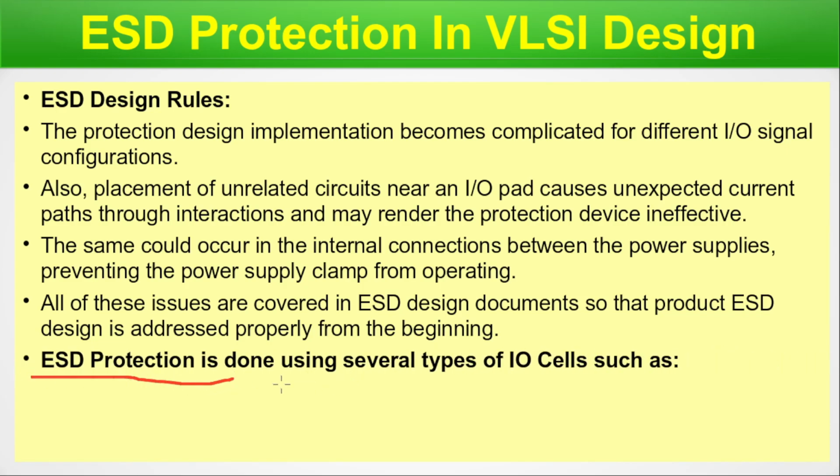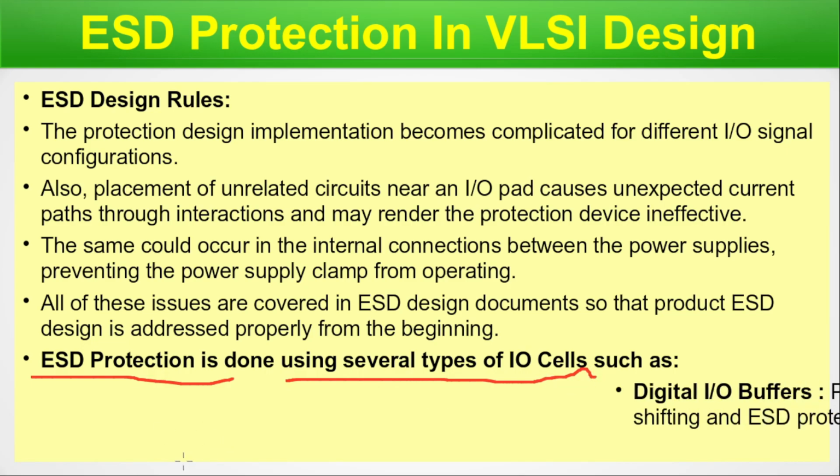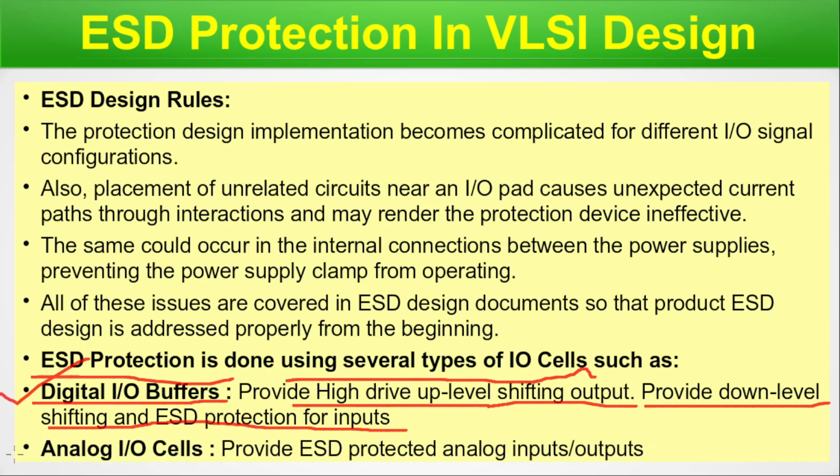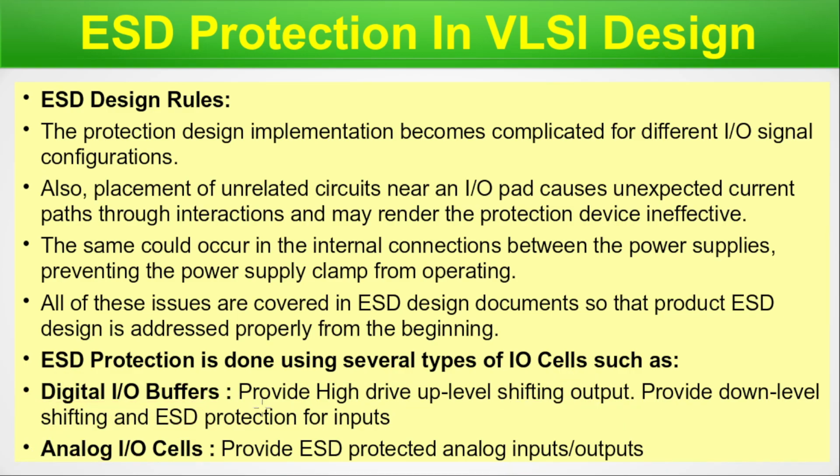ESD protection is done using several types of IO cells, such as digital IO buffers, which provide high drive, up level shifting of output, down level shifting, and ESD protection for input. So digital IO buffers are there to protect from ESD, and we also have analog IO cells, which provide ESD protected analog input and output. Two different kinds of circuits we generally have, digital and analog, and for both of them we have different types of ESD protection elements in VLSI. So here we are done with our basic VLSI checking step in the VLSI design flow, the design rule check part, where we check for the electrostatic discharge design rules. We're done with this slide. Let's move on to the next slide.